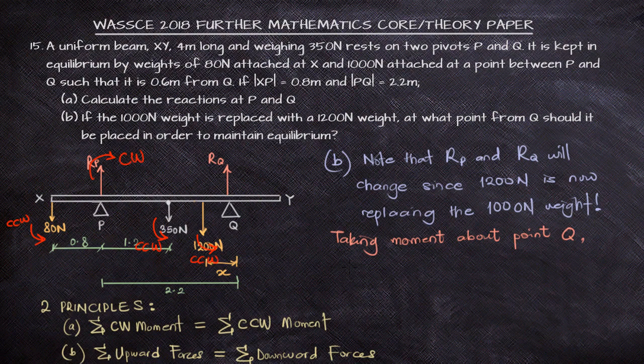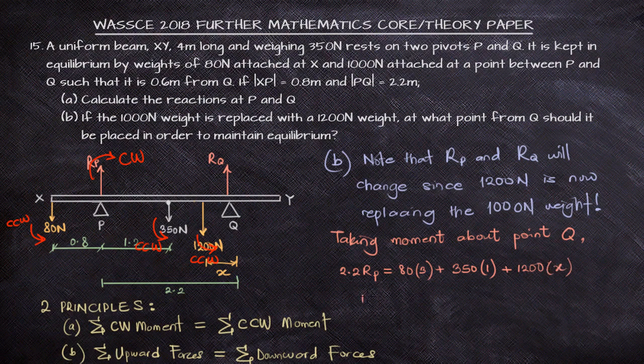So taking our clockwise moment, 2.2 multiplied by RP will be equal to 80 multiplied by the distance between the 80 and Q, which is 0.8 plus 2.2, that is 3, then plus 350 multiplied by its distance to Q, that will be 1, because we have 2.2 minus 1.2, that will be 1, then plus the 1200 Newton multiplied by the distance we are looking for, which is X.